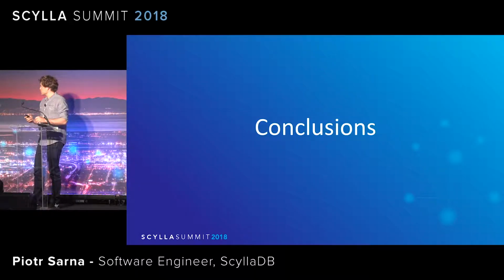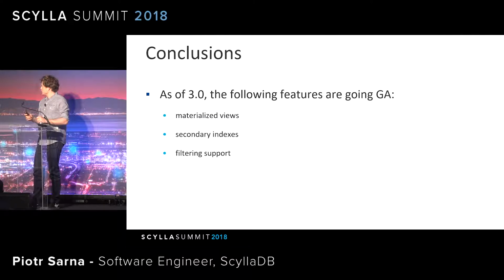All right, we've reached conclusions. So these three, materialized views, secondary indexes, and filtering, are going GA as of 3.0. They've been experimental for a while, and our users and open source community helped us by reporting tons of issues and bugs on GitHub, and we fixed them. So thanks a lot for that feedback. It was priceless and helped us a lot with reaching the state that we have now.